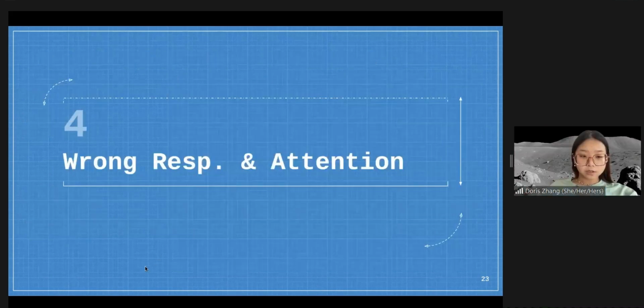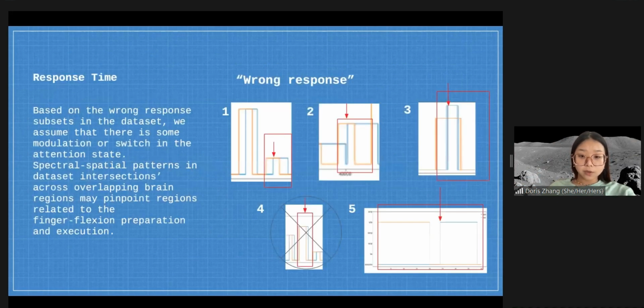And the third sub-project is mainly about the wrong responses and attention. In the ECoG fingerflex dataset by Miller, we noticed that the participants sometimes flex different fingers from what the cue on the screen is. So based on their wrong response subsets in the dataset, we assume that there is some modulation or switch in the attention state.